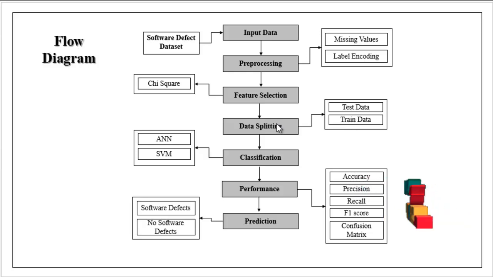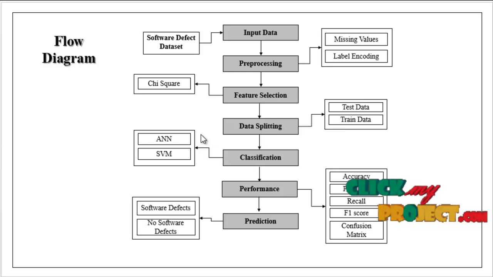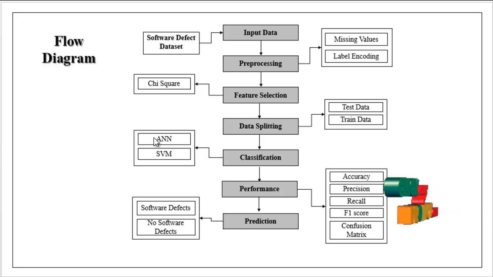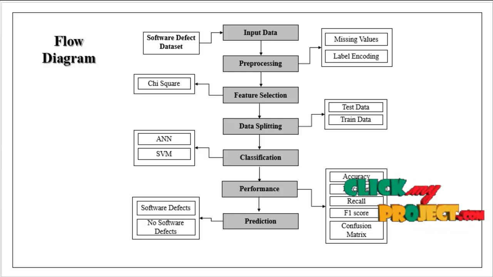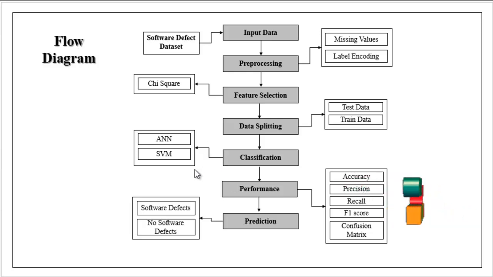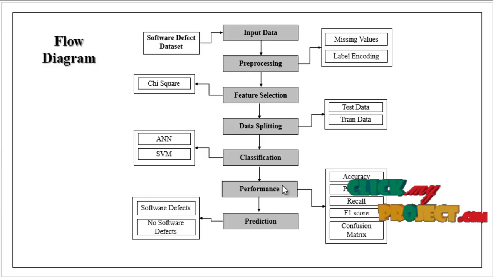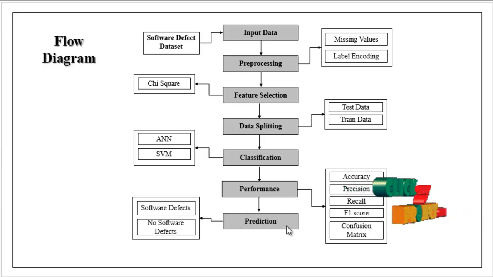After the data splitting, we implement two different classification algorithms, such as artificial neural network and support vector machine. After the data is classified, we estimate performance metrics such as accuracy, precision, recall, F1 score, and confusion matrix. Based on that accuracy, we can conclude which algorithm is efficient for our project. After that, the prediction part. Here we can predict either software defect or no software defect with the help of the classification algorithm. This is the flow of our project.